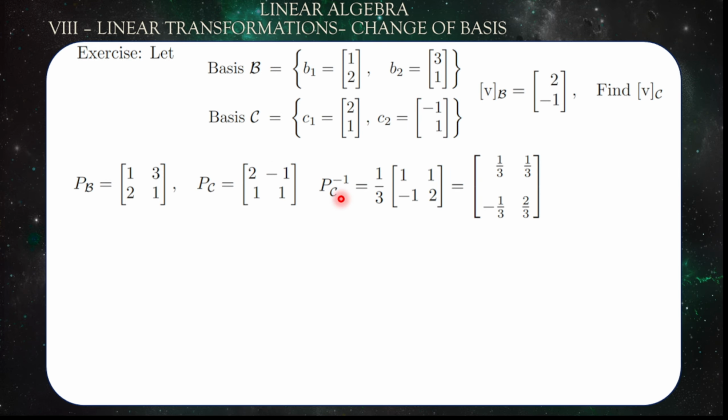Now, P minus 1, which is the inverse, because we are transferring from the B basis to the C basis. So the P matrix of the C basis is the one that is relevant here. P minus 1 C, which is the inverse of PC, is given by 1 over the determinant of P, which is 2 times 1 minus minus 1 times 1, so 2 plus 1, 3, so 1 divided by 3. You swap 2 and 1, so they become 1 and 2. We've swapped them, we interchanged them.